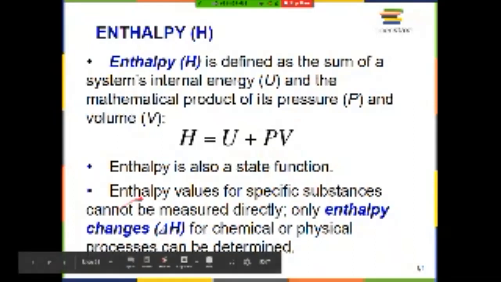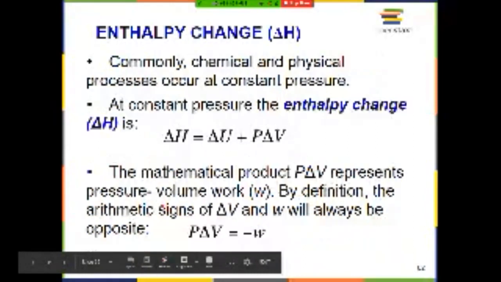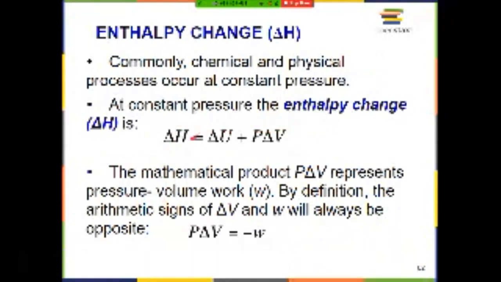Again, delta representing change, and that's a big area of interest in chemistry, the enthalpy change for a reaction. We see the same delta here that we saw before for delta U, because these things relate. If we're looking at the enthalpy change, delta H, it's the change in the internal energy plus the atmospheric pressure multiplied by the change in volume.